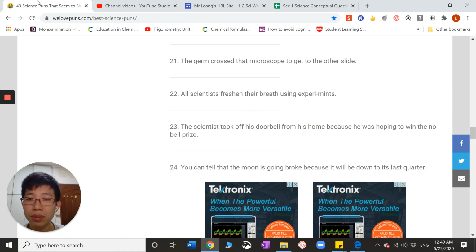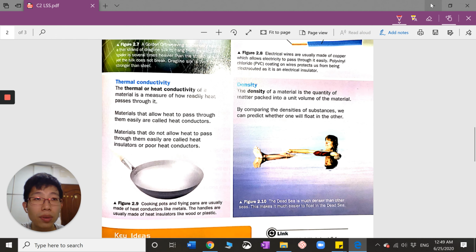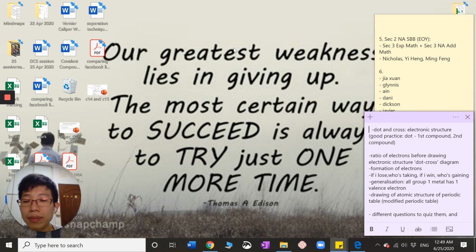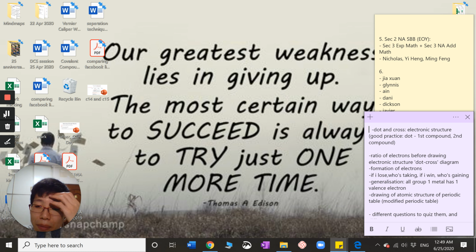And as I promised you, there'll be a science pun. So let me ask you, why does a scientist take off a bell from the door of his home, a doorbell from his home? The reason being, the scientist wants to win a Nobel Prize. Nobel Prize. Get it? Okay. So a Nobel Prize is usually the most prestigious award for scientists. So I hope that you can understand this pun.